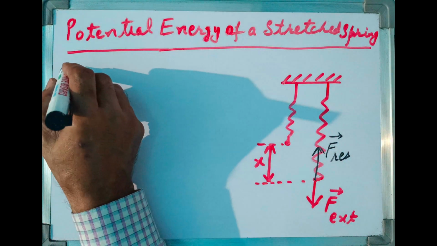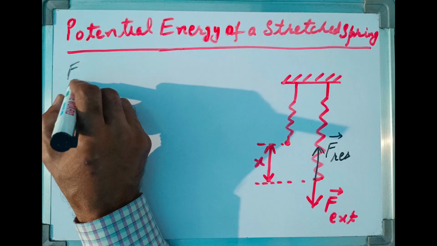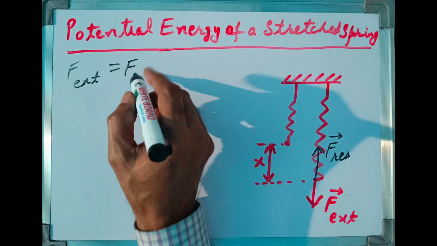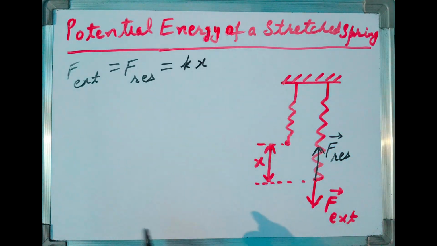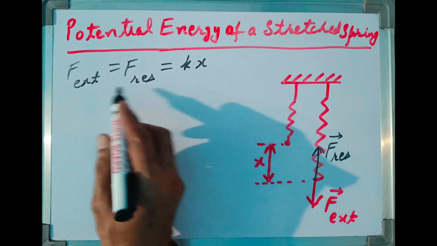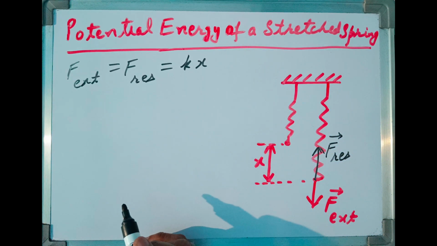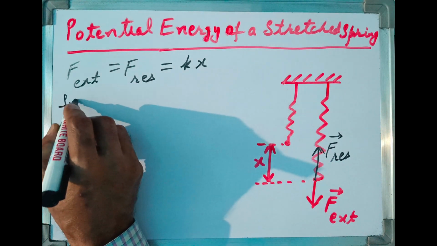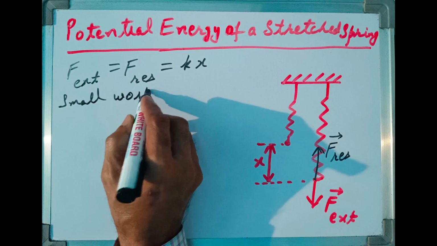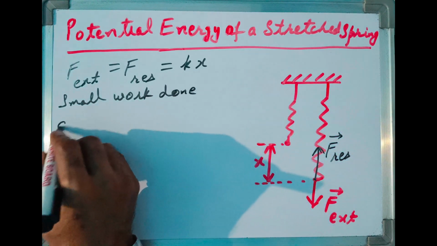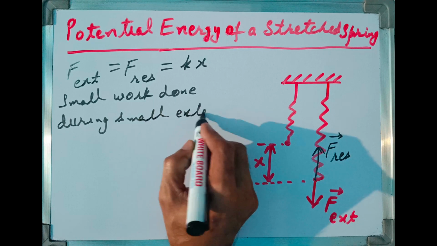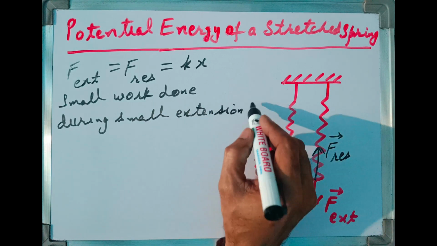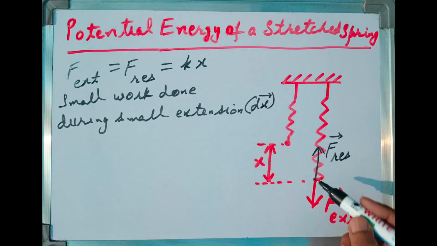As I have earlier said, magnitude of restoring force and external force are same. A restoring force we have proved equal to k multiplied by x, where k is constant of proportionality and x is extension in length of the spring. So using this magnitude of external force, we can calculate work done, small work done during small extension. Let us suppose this small extension is represented by dx in this direction.